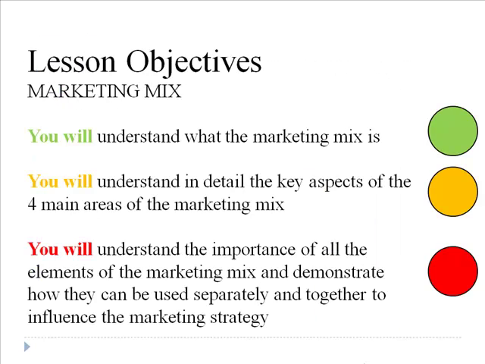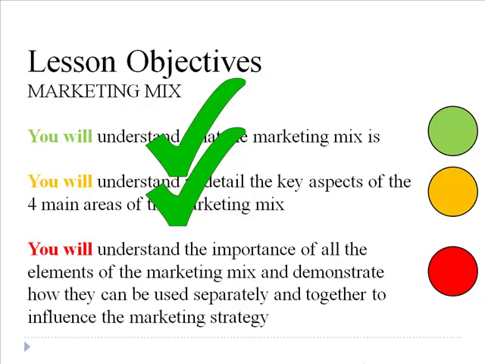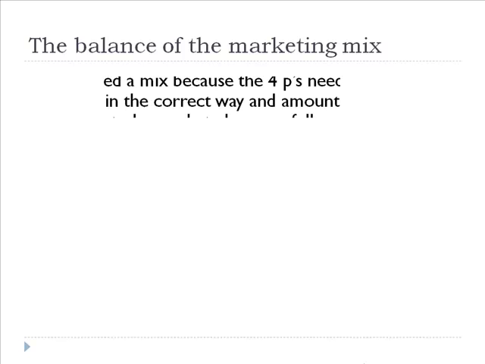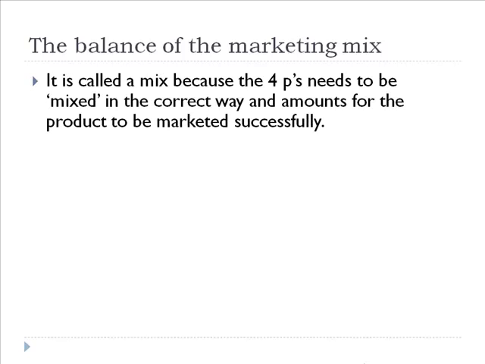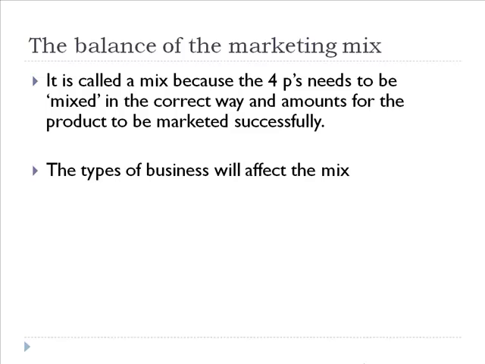So we've looked at the marketing mix, and the key aspects of the four main areas, the 4 P's. What we're now going to do is look at the importance of all the elements and how a business uses these separately but also together in terms of a marketing strategy. The marketing mix is all about getting the right balance of the 4 P's, and it's called the marketing mix because the 4 P's need to be mixed in the correct way and amounts for the product to be marketed successfully.